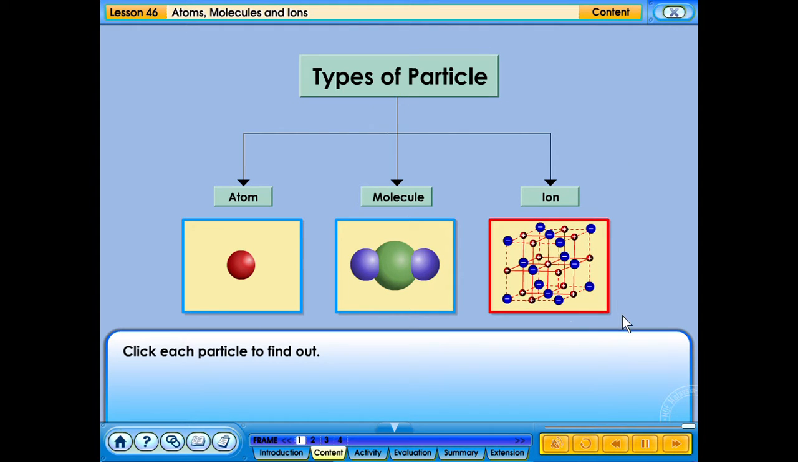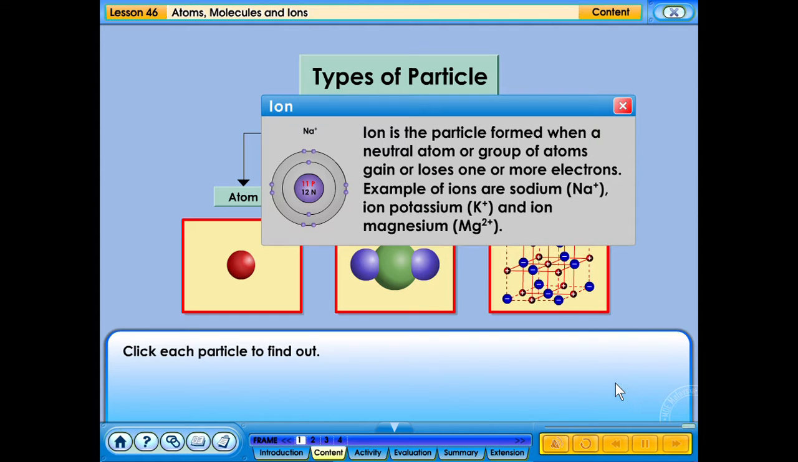An ion is the particle formed when a neutral atom or group of atoms gains or loses one or more electrons. Examples of ions are sodium ion, potassium ion, and magnesium ion.